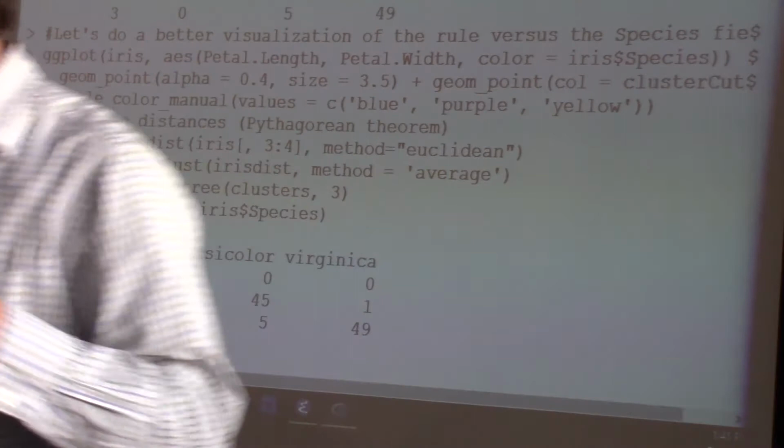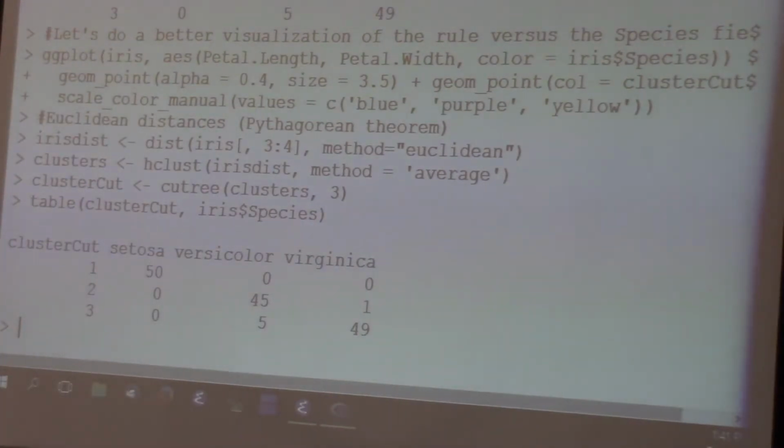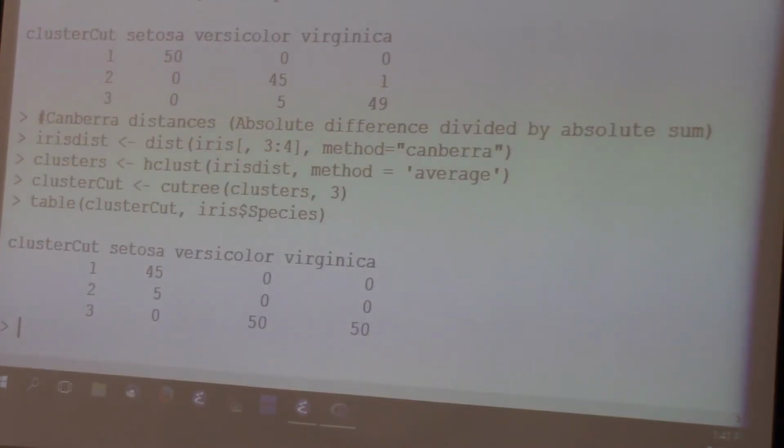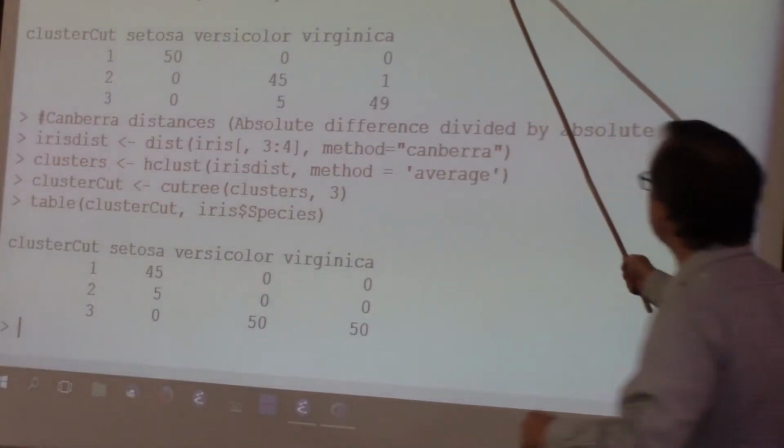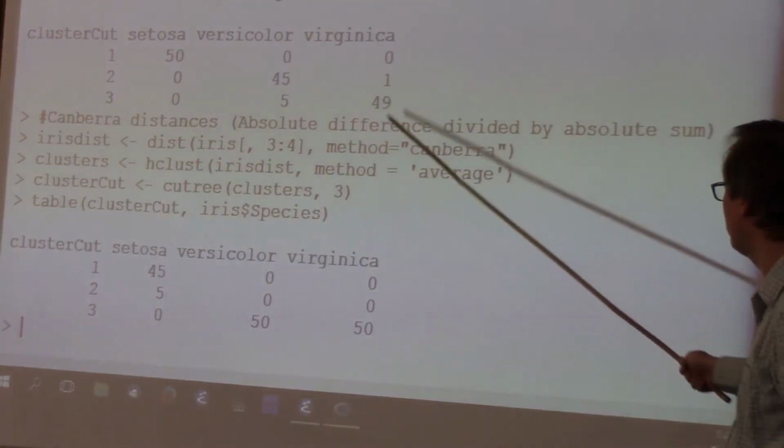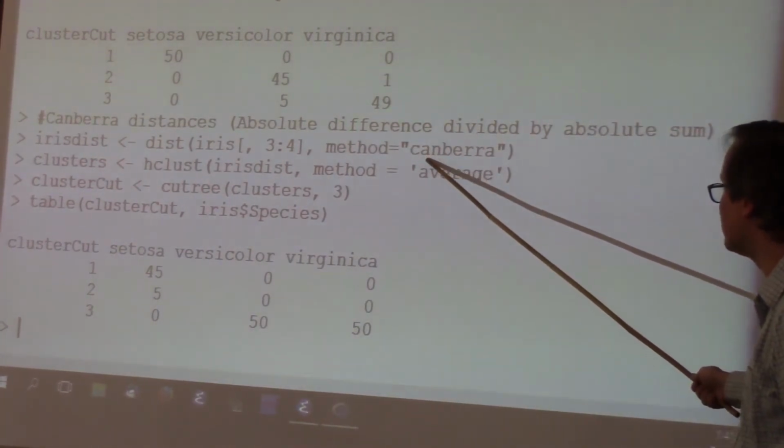Okay. So all we're going to change now is to go to what's called a Canberra, let me pull this up, a Canberra distance instead. All right, I'm going to grab that text and throw it here. Boom. All right. Before we used Euclidean distances, this is Pythagorean theorem stuff. Here we used Canberra instead.